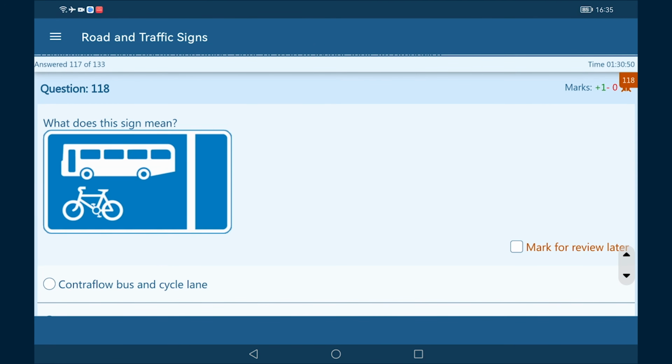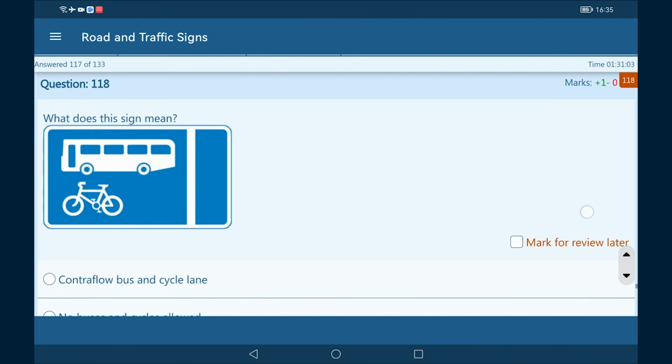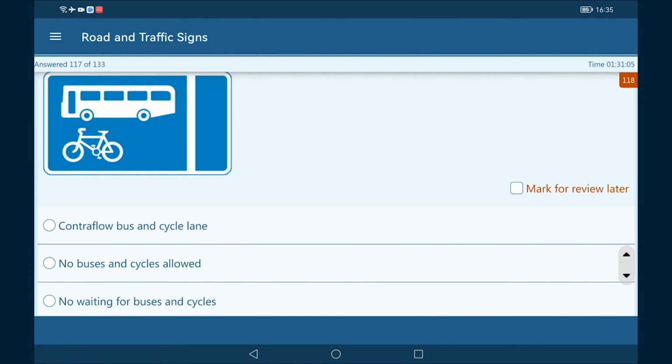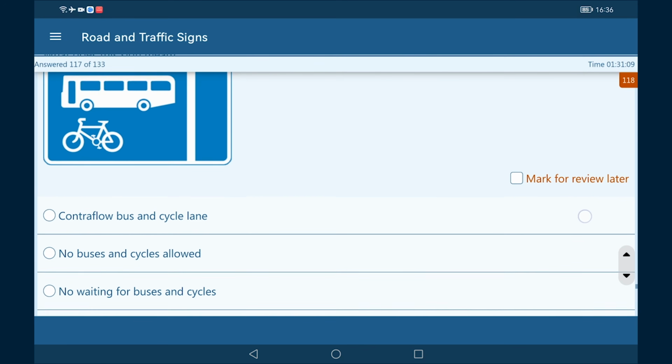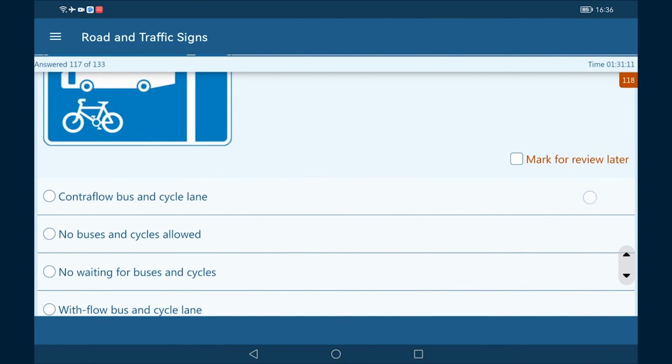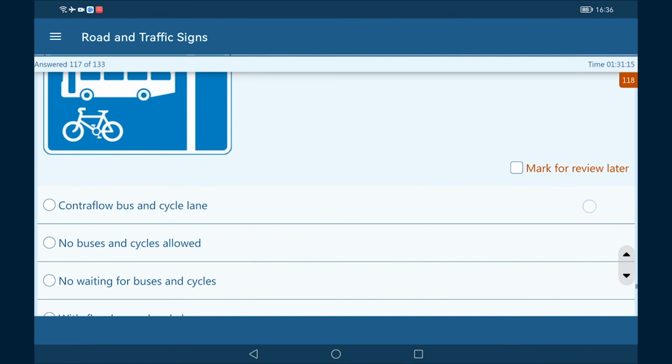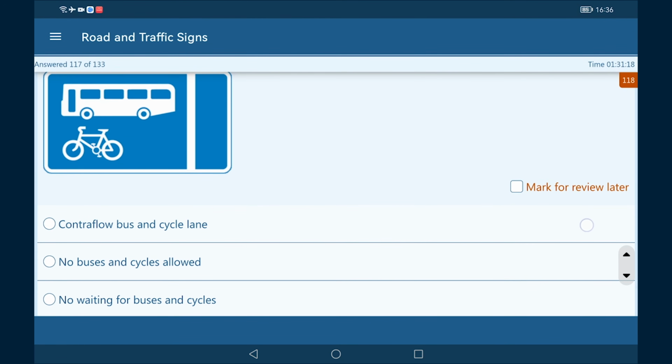Question 118. What does this sign mean? Option 1. Contraflow bus and cycle lane. Option 2. No buses and cycles allowed. Option 3. No waiting for buses and cycles. Option 4. With flow bus and cycle lane. The correct answer is Option 4, that is, with flow bus and cycle lane.